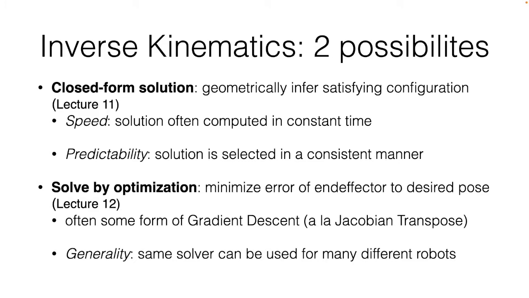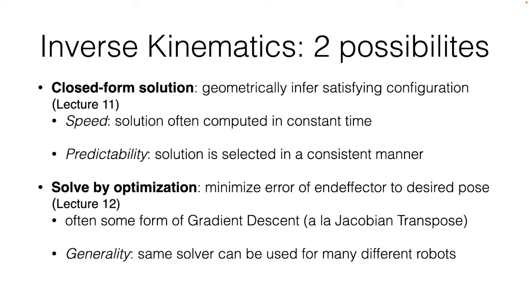The advantage of a closed form solution is that typically these will be very efficient. Because of that closed form nature and because we have such knowledge of the geometric constraints, this can typically be computed in constant time. In addition, closed form solutions are very nice in that they have predictable solutions, so we can be guaranteed, or at least very confident, that we will find some valid configuration based on our knowledge of the robot's physical constraints.